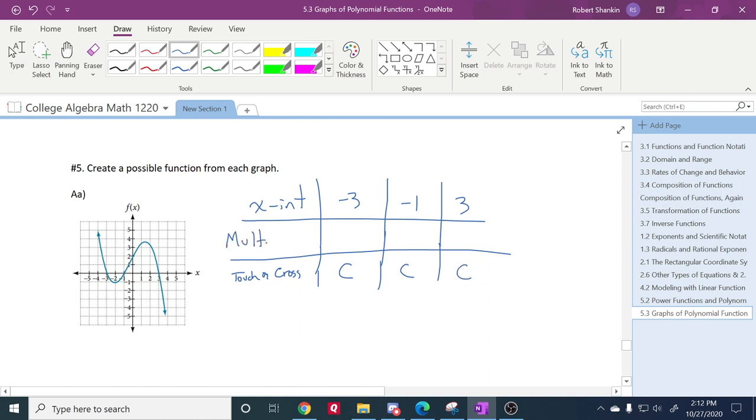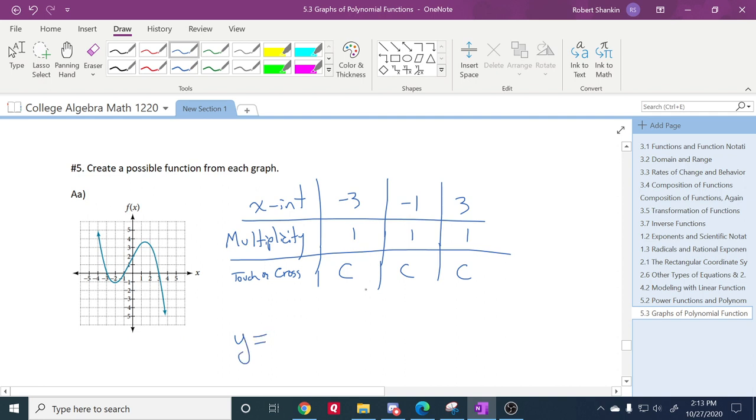Now, what is the multiplicity? Well, it would have to be odd. We're going to make this as simple as we can make it. What's the smallest odd number I can think of? 1. 1, 1. And so then, notice the end behavior. On the far left, it's up. On the far right, it's down.